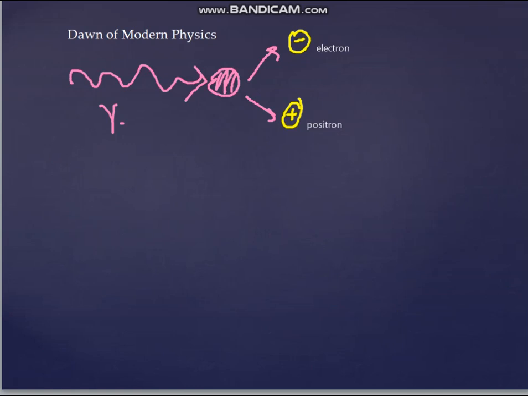Okay, what is a positron? A positron has the same mass as an electron, but it has the opposite charge, the same magnitude but positive. It's like a positive electron. In this process, the energy is converted into matter. Hence, pair production is also called materialization.